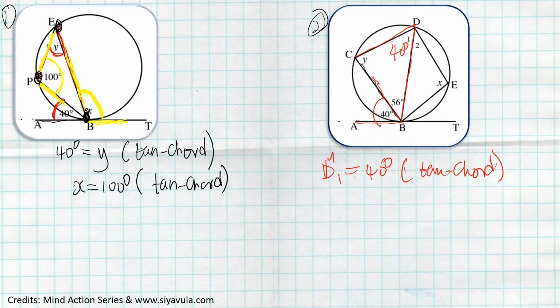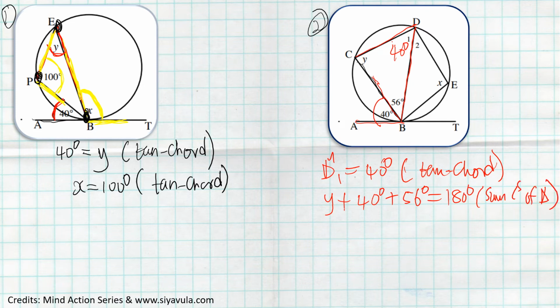Okay, so to solve for y, it's quite simple. It's on that triangle. We can use sum of angles of a triangle. It's 180. They're supplementary, right? So meaning that we can say y plus what? Plus 40 degrees plus what? 56 degrees is equal to 180 degrees. Why? Sum of angles of a what? Of a triangle.